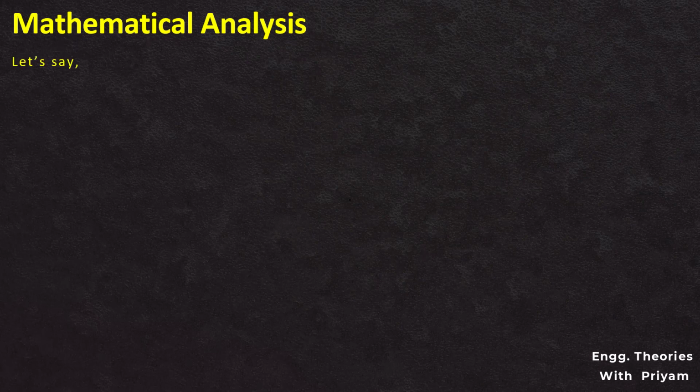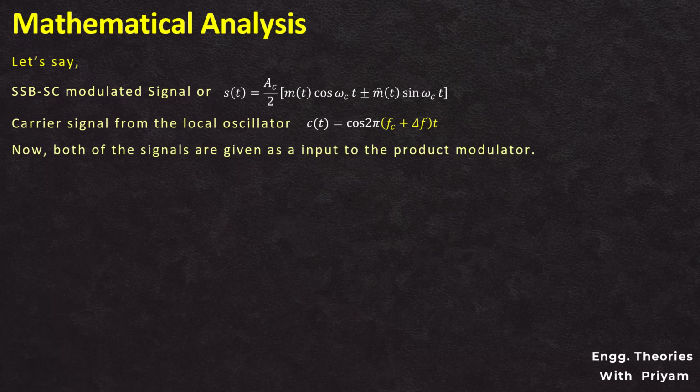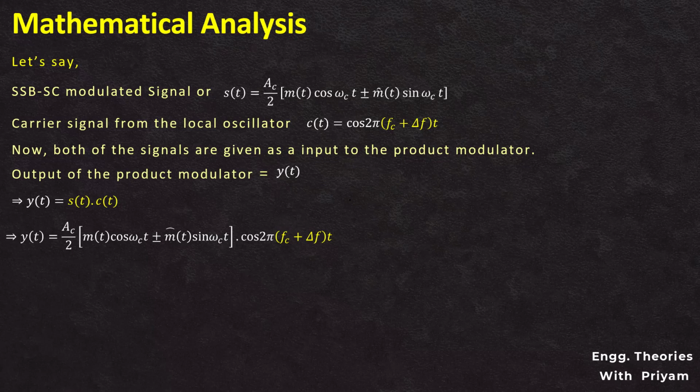Let's say the SSB-SC modulated signal s(t) is equal to Ac/2 into [m(t) cos omega_c t plus minus m cap of t sin omega_c t]. And the carrier signal having the frequency shift del f can be given by c(t) is equal to cos 2 pi (fc plus del f) t. Then the output of the product modulator y(t) is equal to s(t) into c(t). Now if we replace the values of s(t) and c(t) in the equation of y(t), then y(t) is equal to Ac/2 into [m(t) cos omega_c t plus minus m cap of t sin omega_c t] into cos 2 pi (fc plus del f) t.